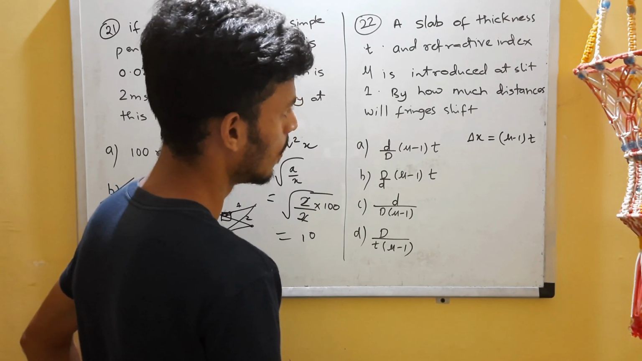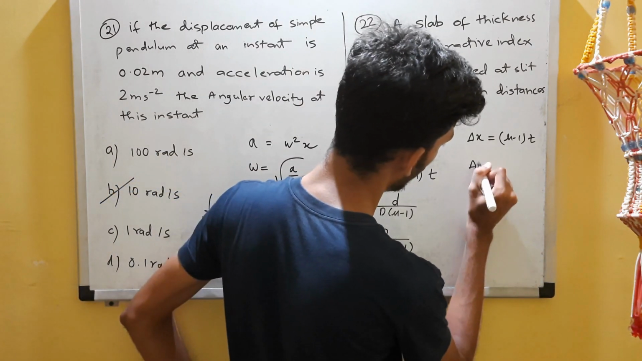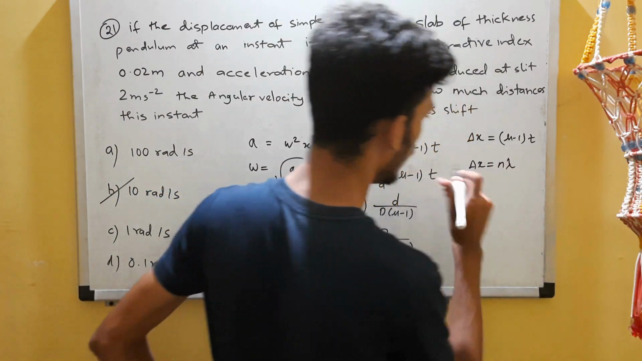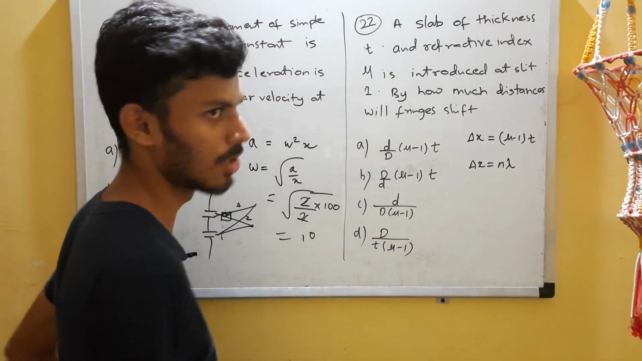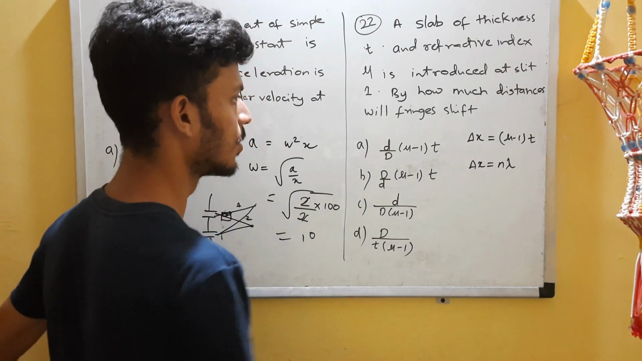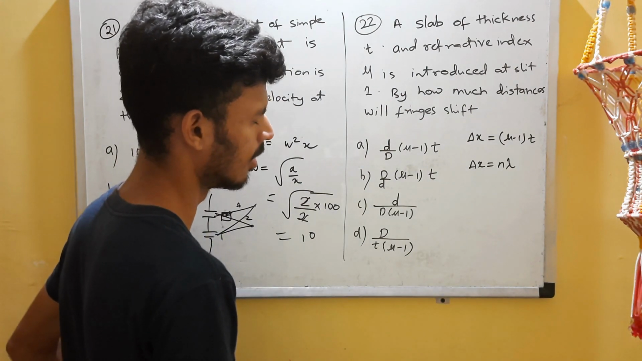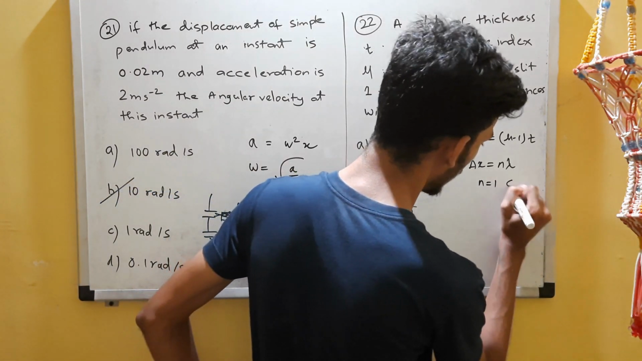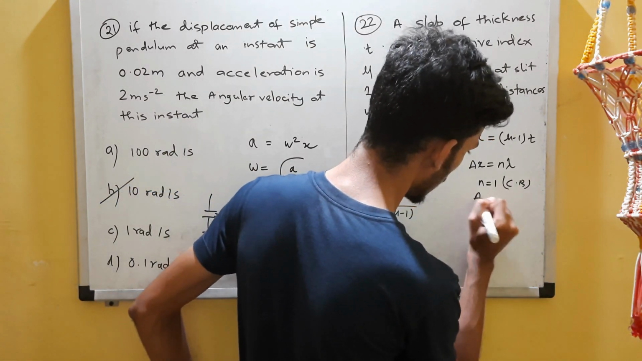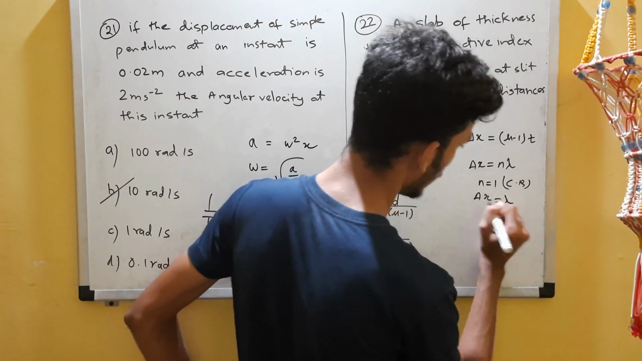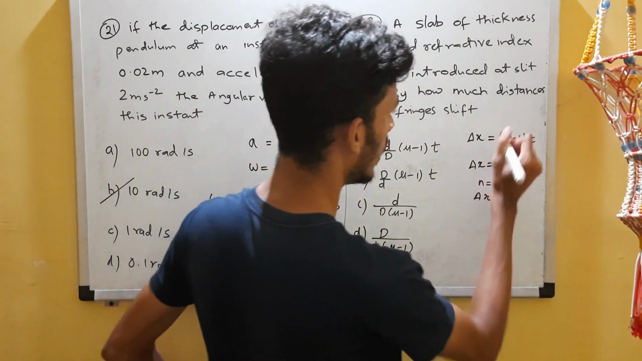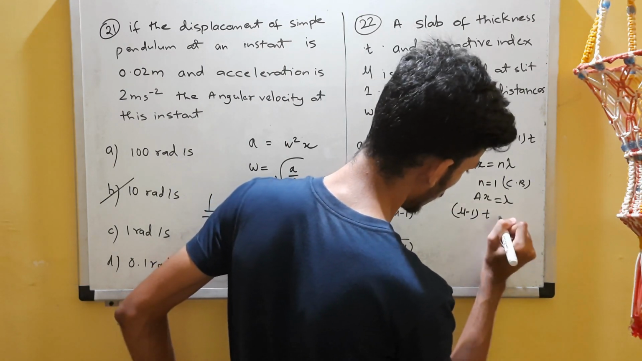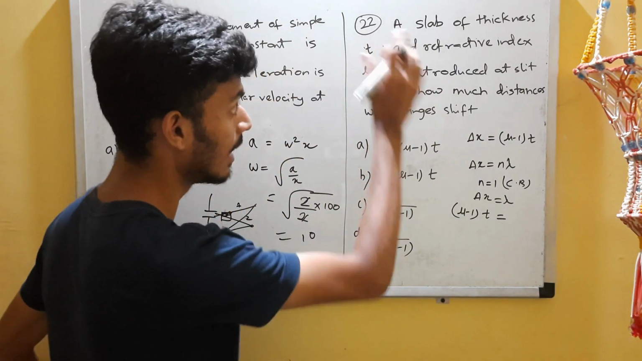Now, if you want constructive interference, the path difference should be n times lambda, right? So this is for constructive interference. When n equals 1, we have the central bright, right? So delta x equals lambda for n equals 1. So this is our central bright. Delta x, we know it as mu minus 1 into t, the path difference over here, where t is the thickness.